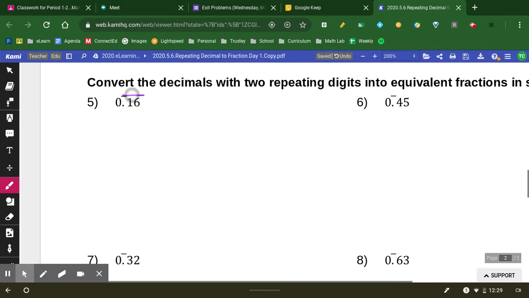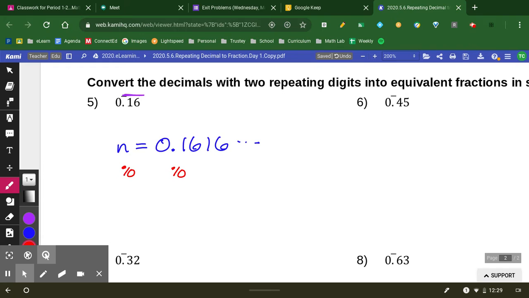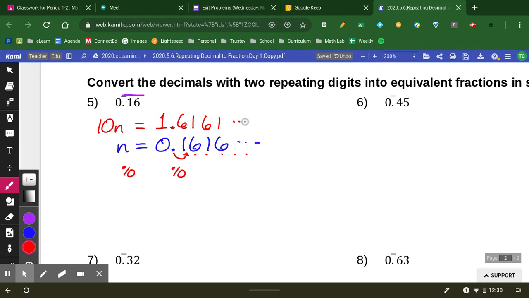Off to number 5, where we have 0.61 repeated. Now let's take a look here. If we multiply both sides by 10, 10 times n is 10 n's. And if I multiply this repeating decimal by 10, it moves the place value one time to make one whole, 0.616161, and so on. Now, some of you might be looking at this funny, and rightfully so.